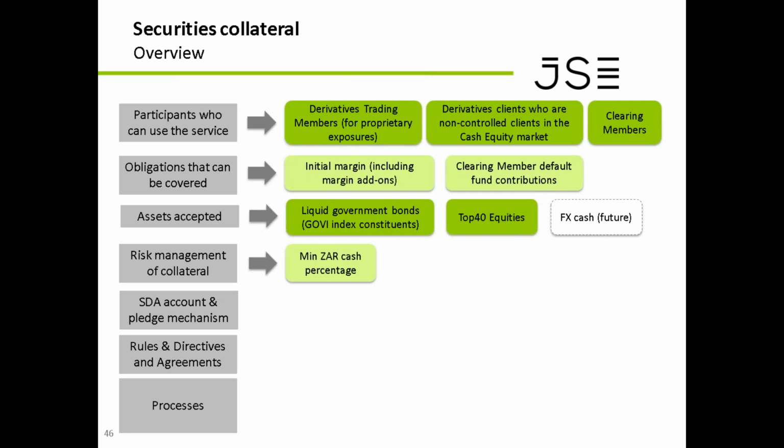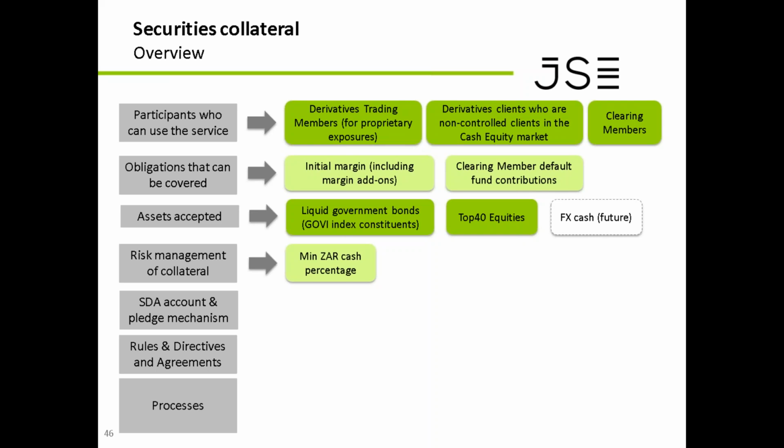The items we use to do a bit of risk management on the collateral are, firstly, a minimum ZAR percentage. This allows us to force you not to put everything down in securities. Your VM will always have to be in ZAR, but then, depending on the risk management feel of the day, we can either increase or decrease the amount of your exposure that you can cover in securities.